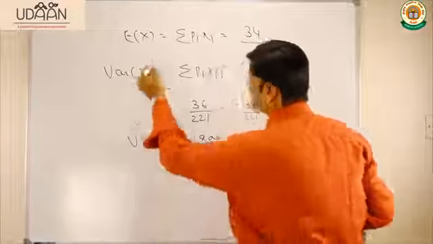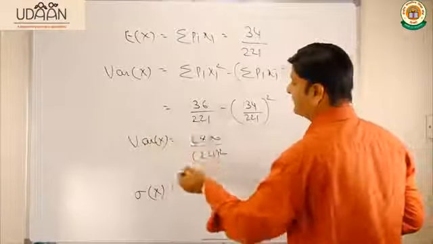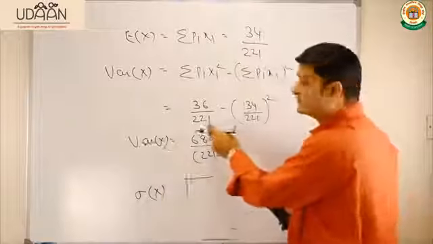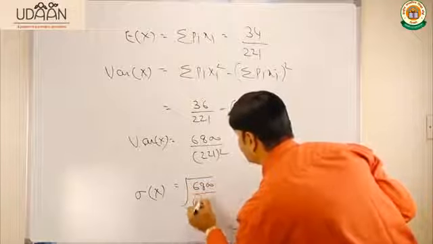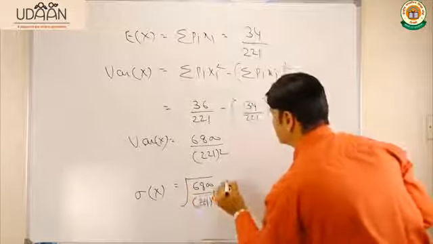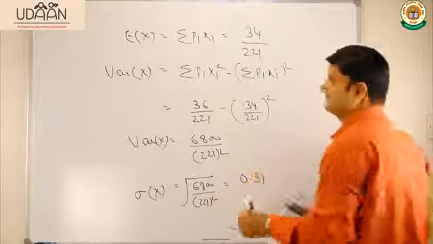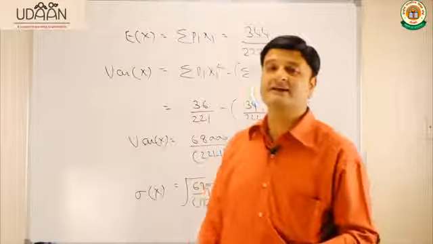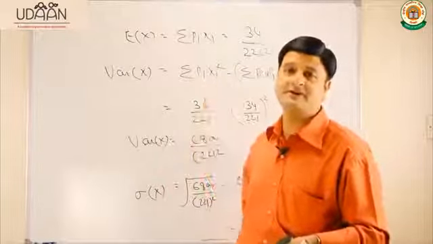And the last one, which is very easy, is the standard deviation for your random variable X. As I told you, it is nothing but the square root of variance, that is the square root of 6800 upon 221 the whole square. When you calculate, it will come to 0.37. And I hope your exercise 13.4 is based on these sums. You will complete it.